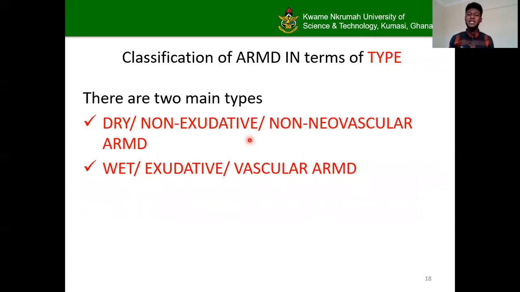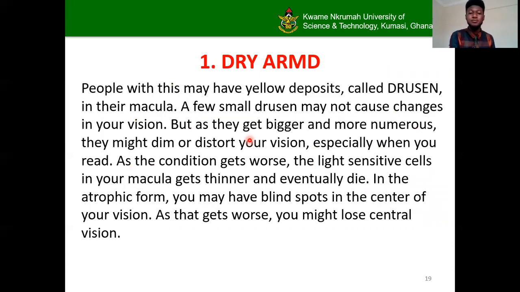Now, let's look at some classification of AMD in terms of type. There are two main types. We have the dry, non-exudative, or non-vascular AMD, and we have the wet, exudative, or vascular AMD. The dry: people with this may have yellow deposits called drusen in their macula. A few small drusen may not cause changes in the vision, but as they get bigger and more numerous, they might dim or distort the vision, especially when you read.